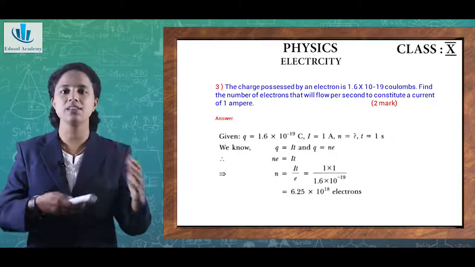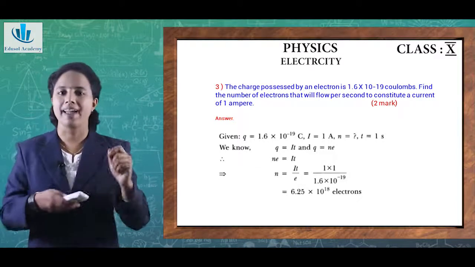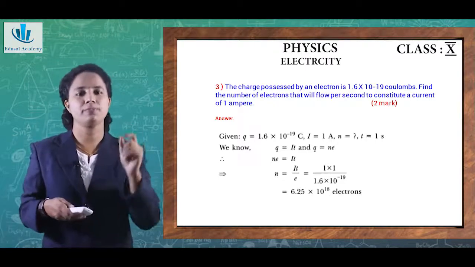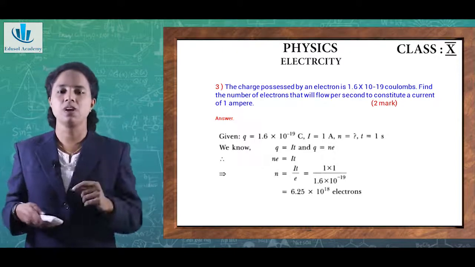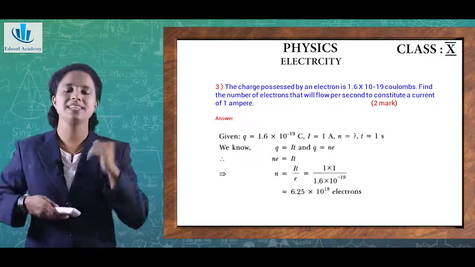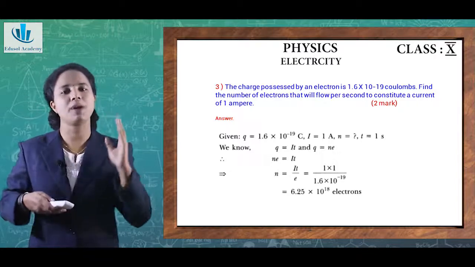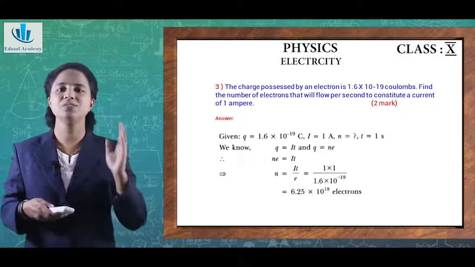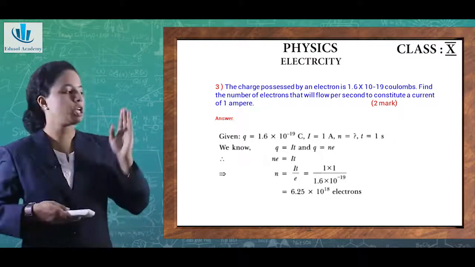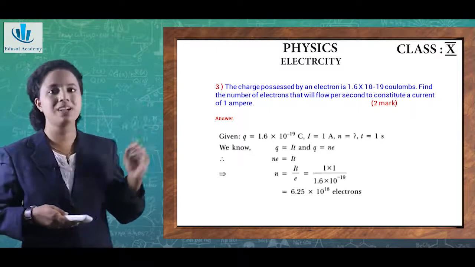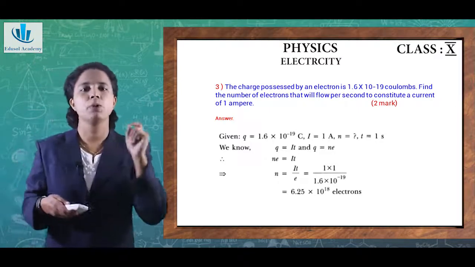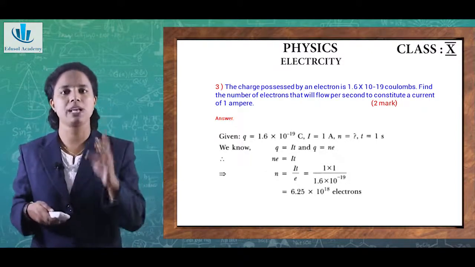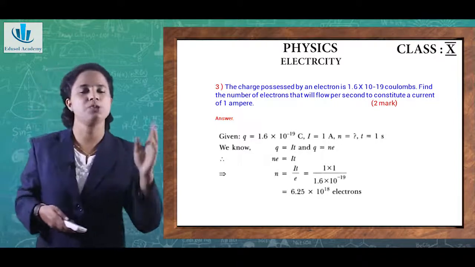But there is another equation which connects Q, I and T, isn't it? That is Q equals IT, from the basic equation that current is equal to the charge flowing per unit time. So I equals Q by T. From that, if you cross multiply, you will get Q equals I into T. So there are basically two equations, Q equals I into T and Q equals N into E. Since both of them have Q on one side, you can equate both of them. So you will get NE equals I into T.